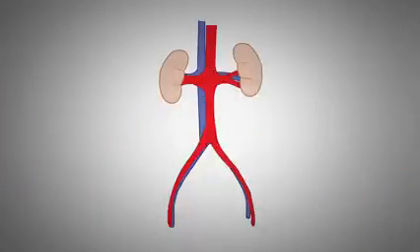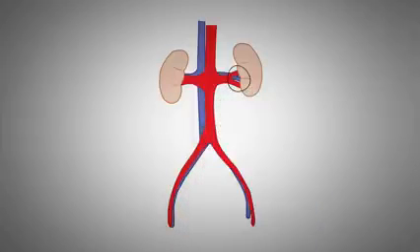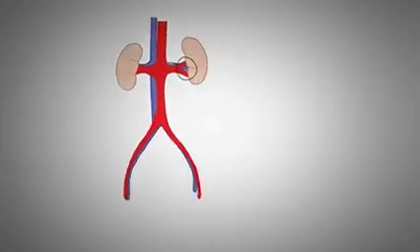Now, like I told you, this is known as the hilum of the kidney, the point where the blood vessels enter and leave the kidney.